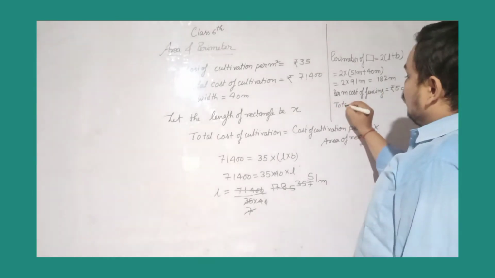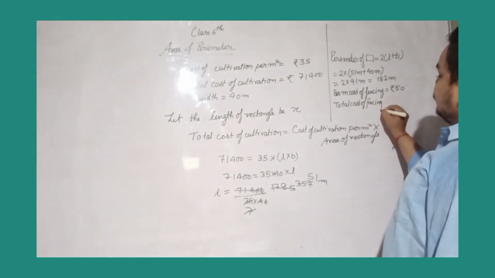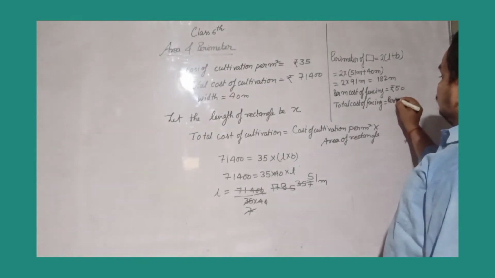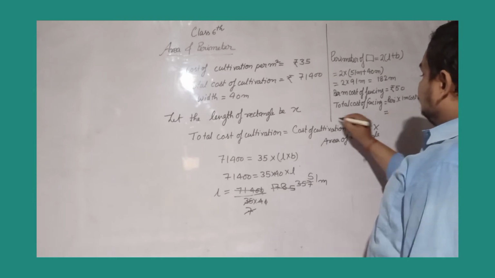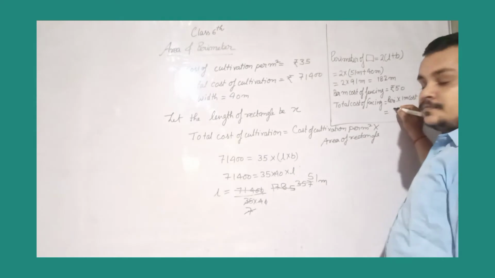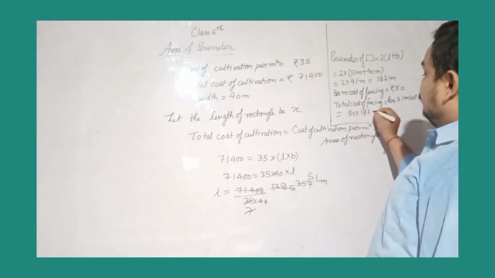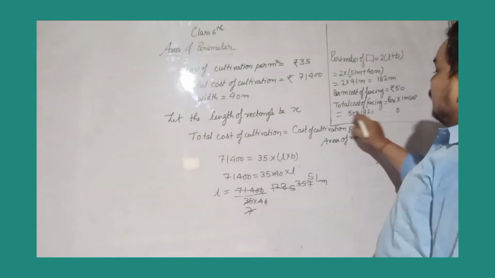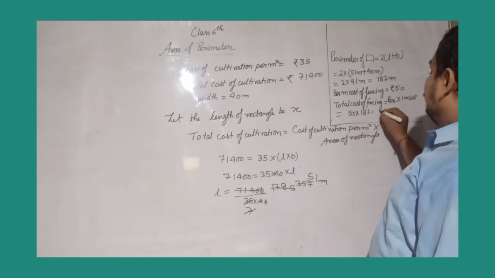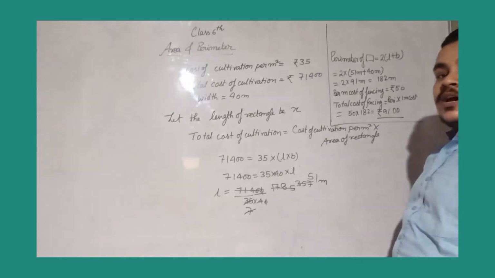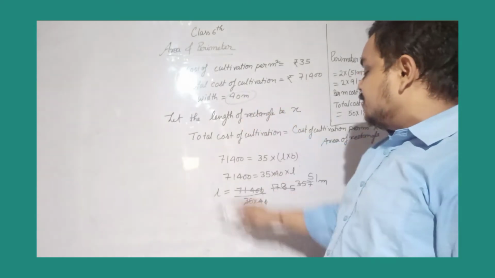So total cost of fencing is equal to perimeter multiplying with 1 meter cost. So it became 50 rupees multiplying with 182. So it became 0, 5 2s are 10, 1, 18 5s are 90 and 91. So total cost of fencing became 9100 rupees of that field whose width is given 40 meter and length we have found 51 meter.